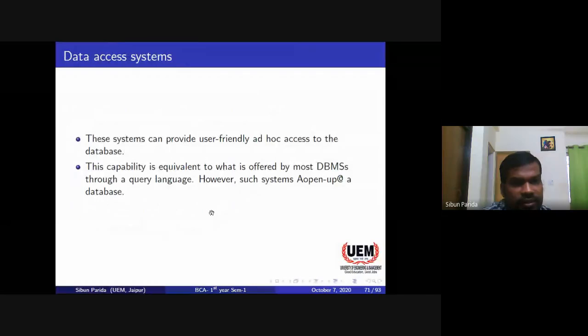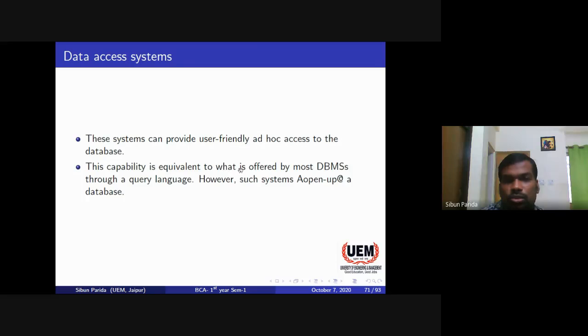So first is the data access system. What is a data access system? Accessing the data. Simply, these systems can provide user-friendly ad hoc access. Like you can access the same information, I can access the same information, he can access the same information. All of us are trying to access the same database at the same time, but the access is easy. Okay, so that should be the key thing.